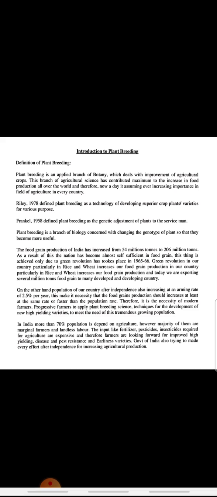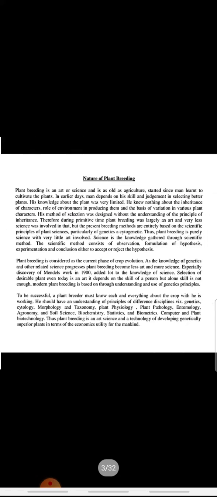In India, more than 70% of the population depends on agriculture. However, the majority of them are marginal farmers and landless labor. The inputs like fertilizers, pesticides, insecticides required for agriculture are expensive, and therefore farmers are looking forward to improved high yielding, disease and pest resistant and early maturing varieties. The Government of India is also trying to make every effort after independence for increasing agricultural production.